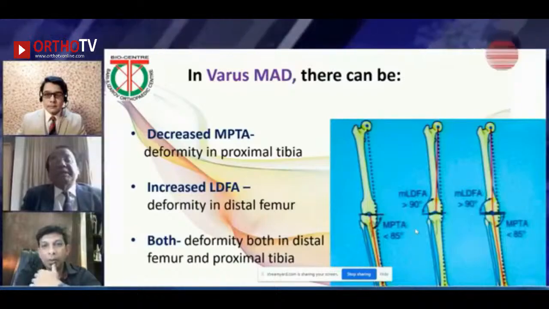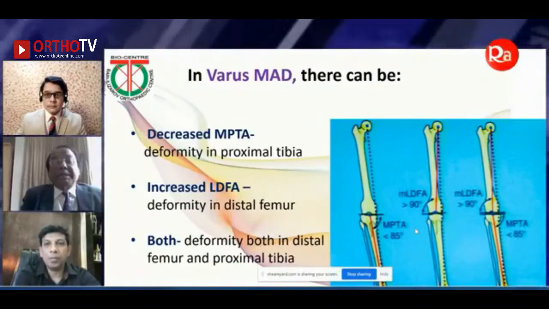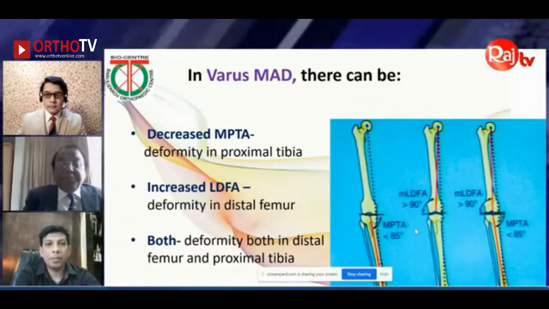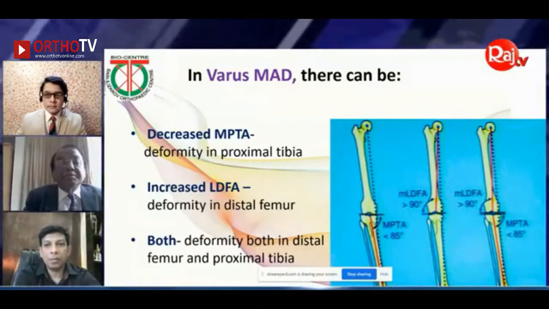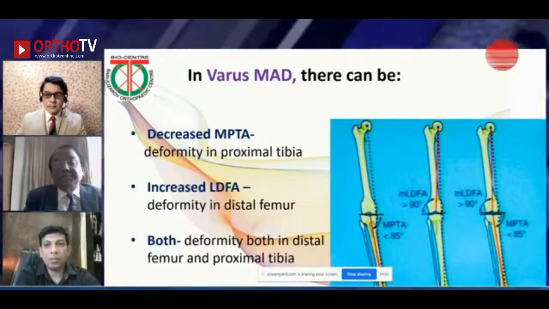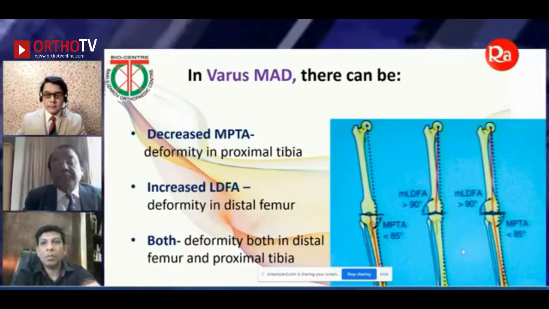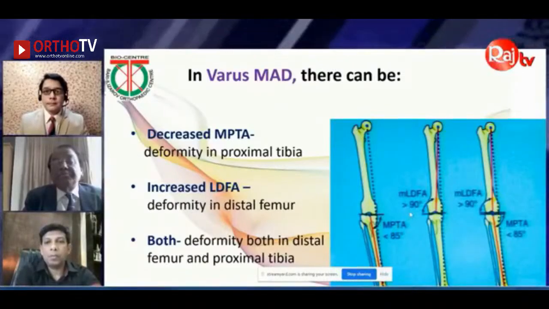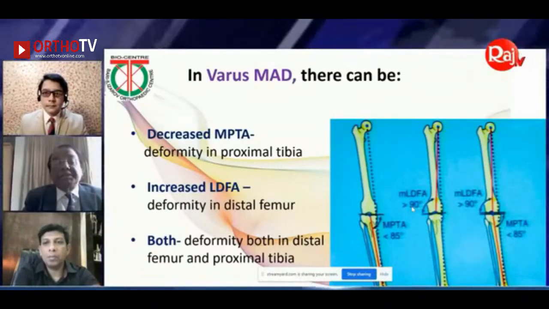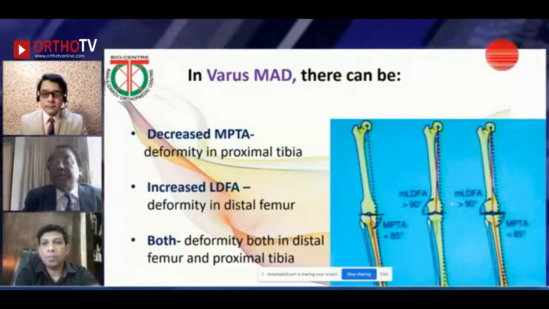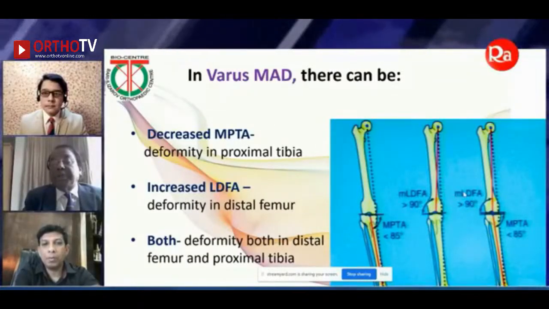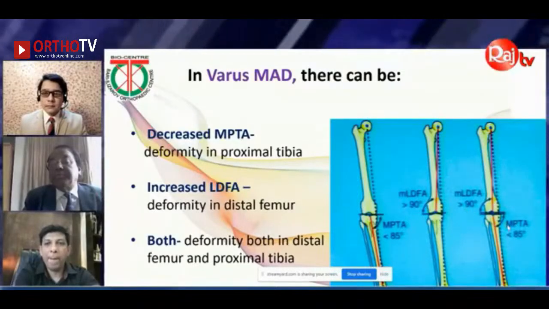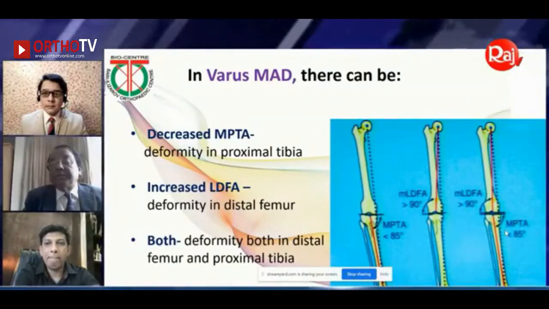In varus mechanical axis deviation, there can be a depressed MPTA. You can see here in varus, what is going to happen? MPTA is less than 85, and LDFA is greater than 90. Here LDFA, this is mechanical, is greater than 90, and MPTA less than 85.